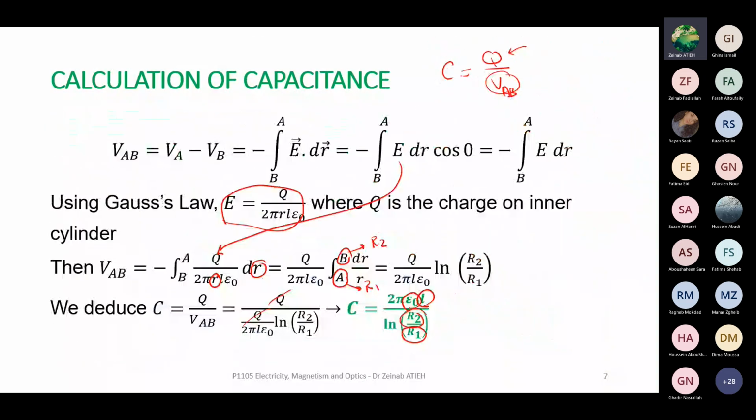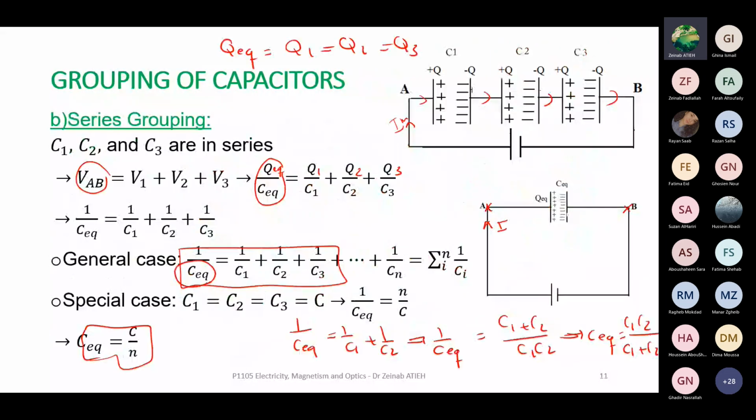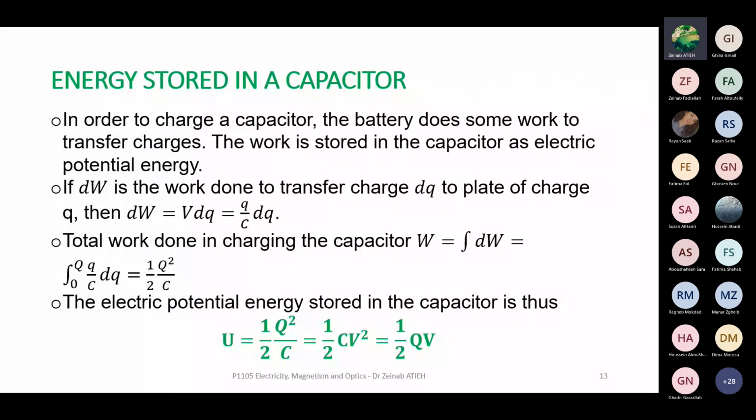Anyway, I was talking about that because the job of the capacitor is to store electric energy. So how do we calculate the electric energy stored in the capacitor? Let me just read the second line. If dW is the work done to transfer charge dQ to a plate of charge Q, then dW is equal to V dQ. We have seen from the previous chapter that the energy equals QV.